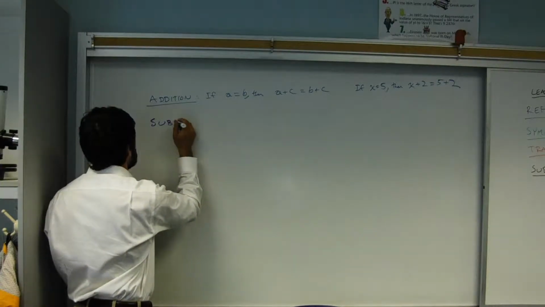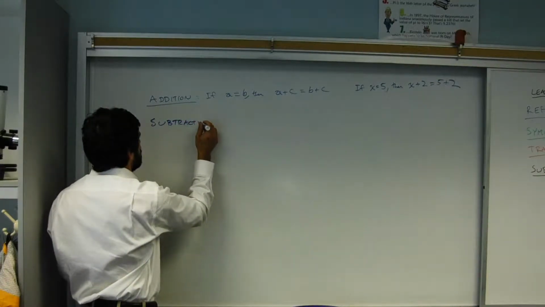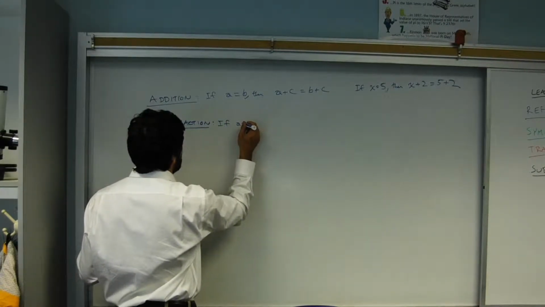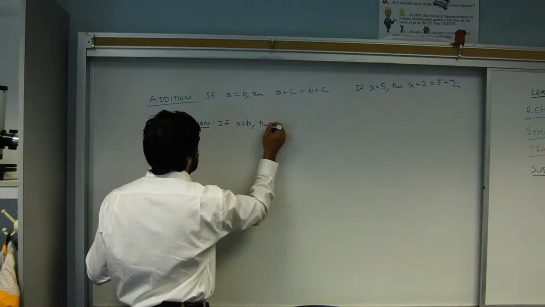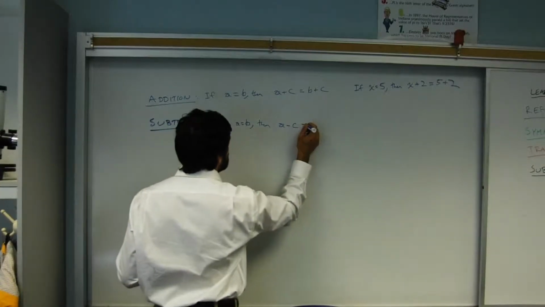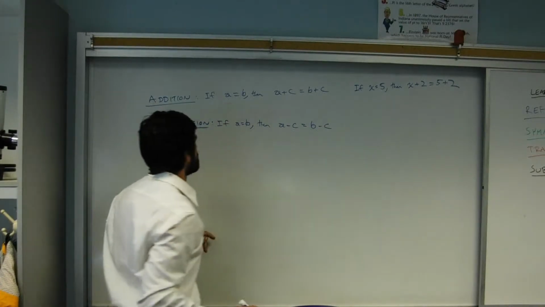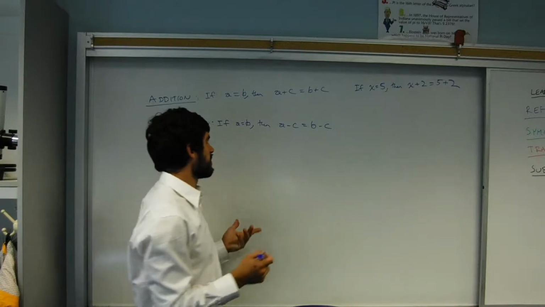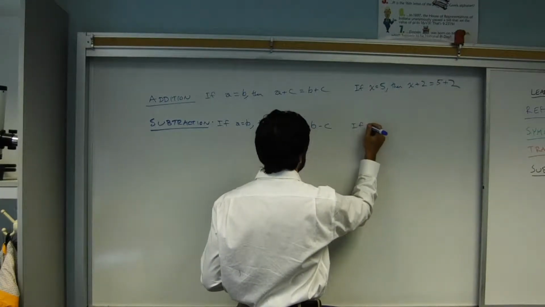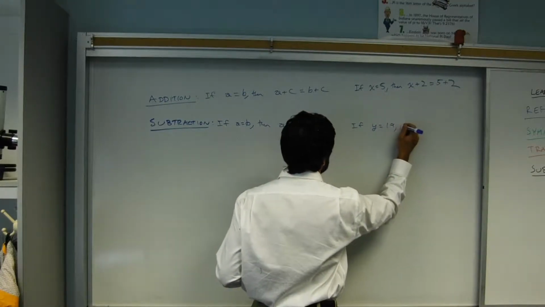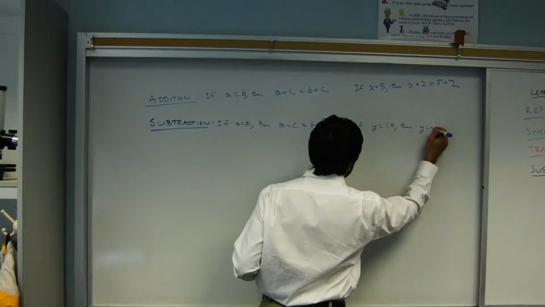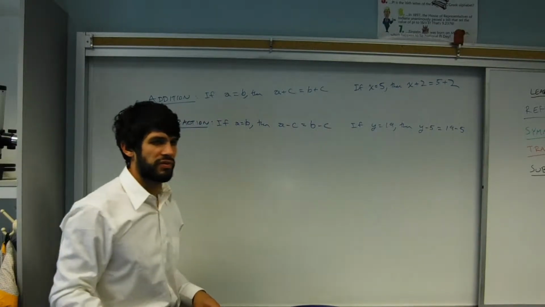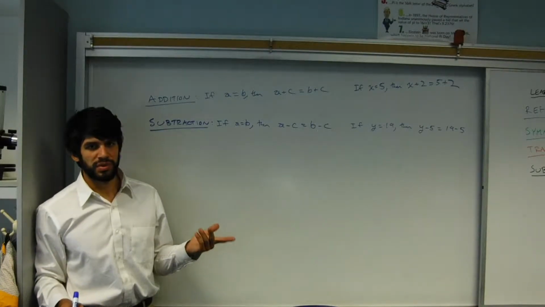Similarly, we have the subtraction property. The subtraction property is very similar. It tells us that if a is equal to b, then a minus c is equal to b minus c. So we can subtract the same thing from both sides of an equation without any worries. So if y is equal to 19, then y minus 5 is equal to 19 minus 5. That's an example of how those properties could be applied.